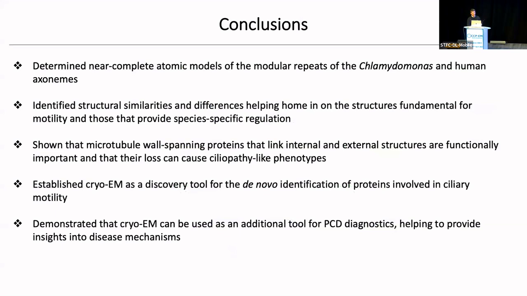And so just a quick summary. Hopefully I've shown you that we've now determined atomic models of the modular repeats of Chlamydomonas and human axonemes. This has helped to identify structural similarities and differences. We've shown that microtubule wall-spanning proteins that link the internal and external surfaces are important for motility, and their loss can cause ciliopathy-like phenotypes. We've established cryo-EM as a discovery tool for the de novo identification of proteins involved in ciliary motility, and we've demonstrated that cryo-EM can be used as an additional tool for diagnosis in ciliopathies, helping to provide insights into disease mechanisms.